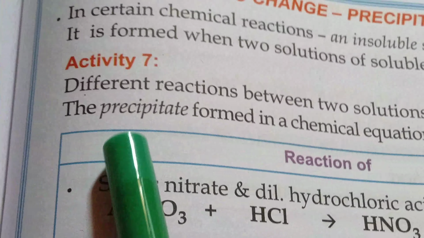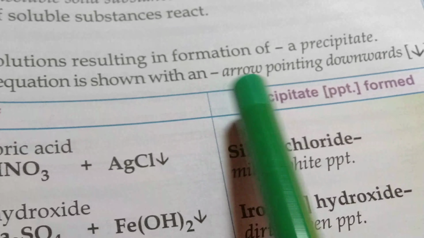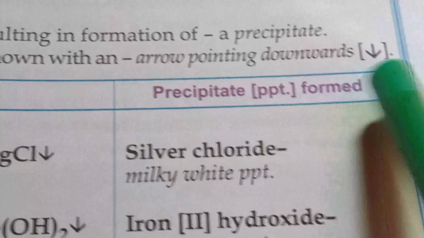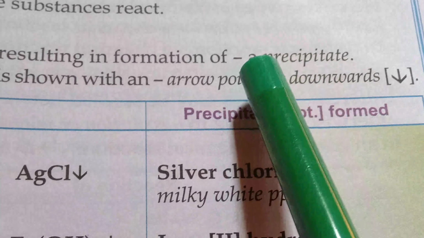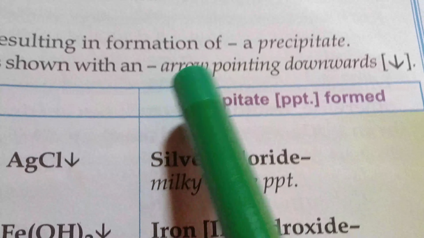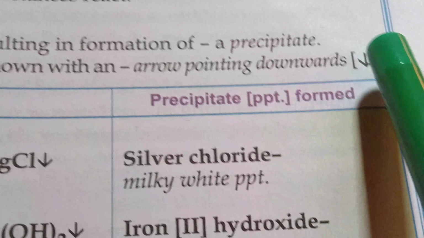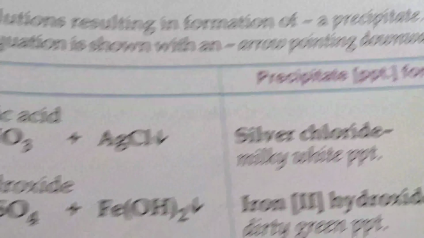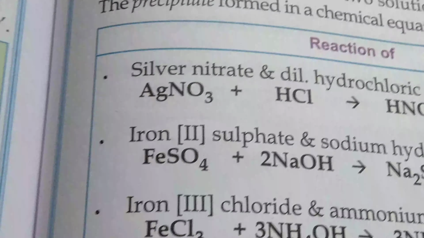Different reactions between two solutions result in the formation of a precipitate. The precipitate formed in a chemical equation is shown with an arrow pointing downwards. So just underline it. When a precipitate is formed after a chemical reaction, to indicate it we use a down arrow. By the down arrow, we can understand it is a precipitate.